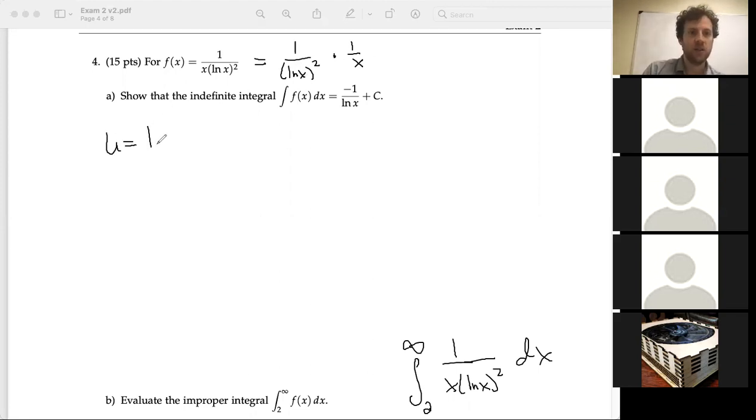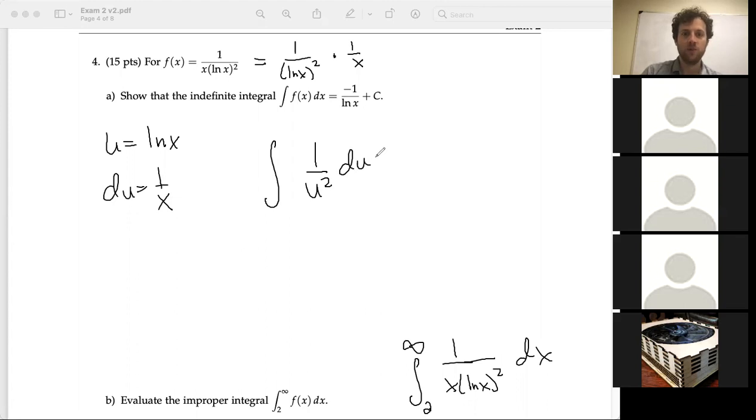u is going to be the natural log of x. du is 1 over x. If that's what we make, then what we want to integrate is 1 over u squared du, or since we're going to use the power rule, u to the minus 2. Important note: just because something is in the denominator doesn't mean it's a natural log.